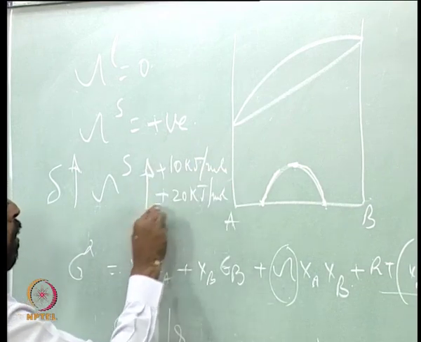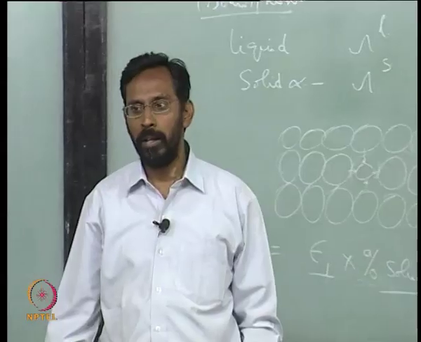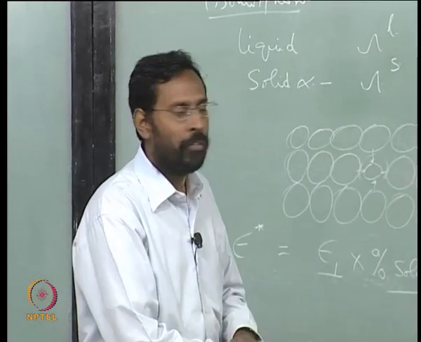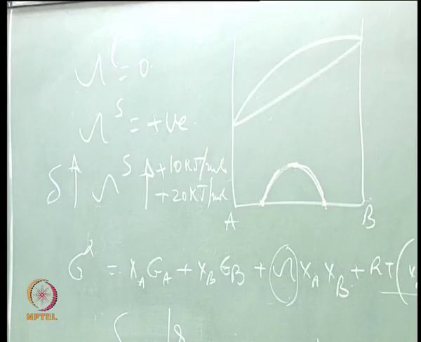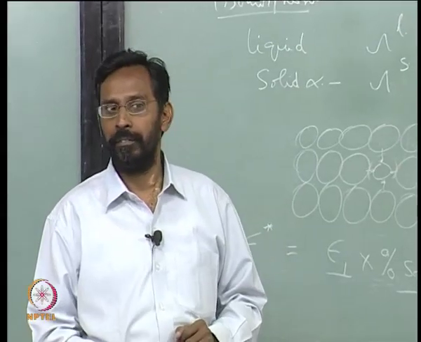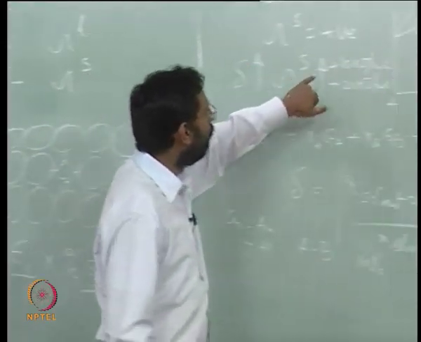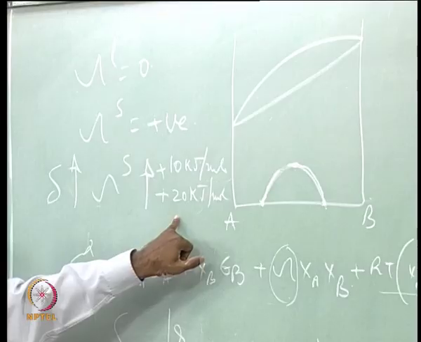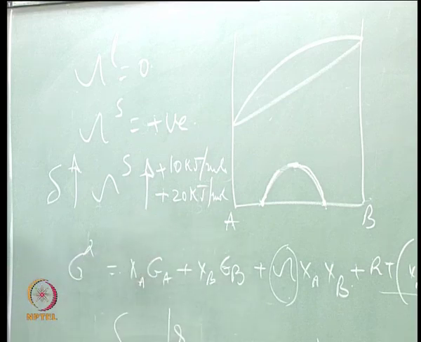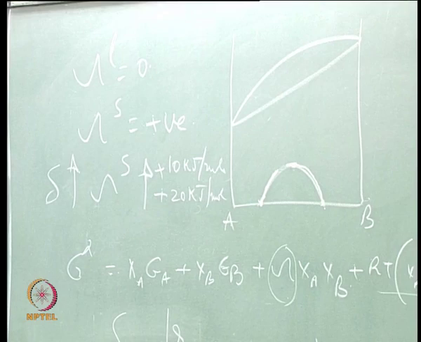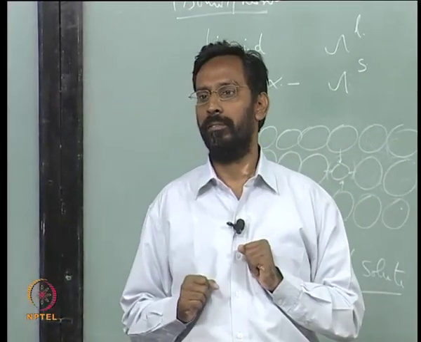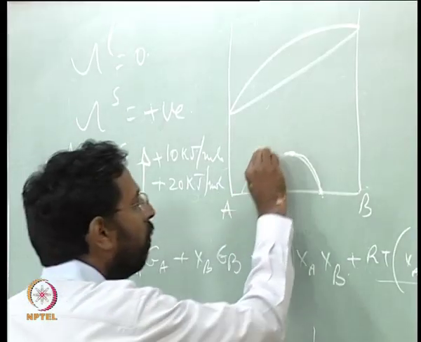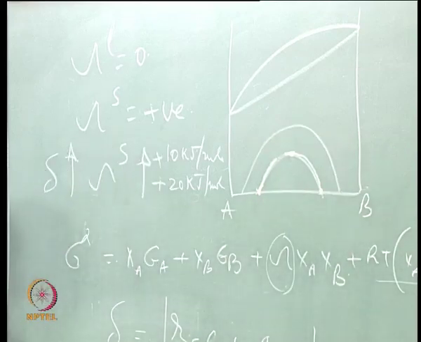both being positive, what should happen now? When you increase the omega s from 10 kilojoules to 20 kilojoules, what should happen? Yes, the miscibility gap should widen. Why? Because A and B are more and more repulsive, they no longer attract. So as a result, the solubility of A in B and B in A should further go down, because A and B repel each other to a larger extent, and as a result you see that this miscibility gap increases.